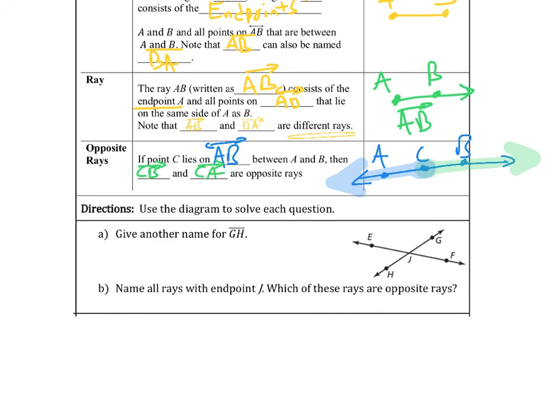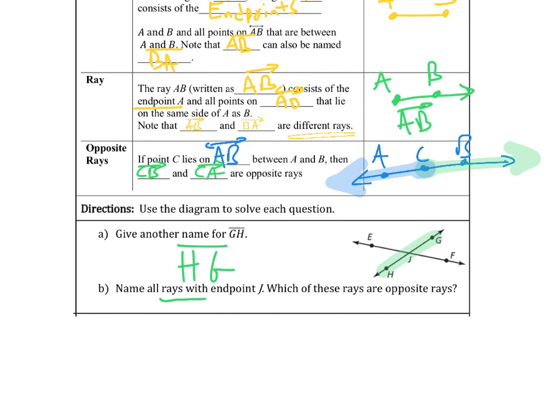All right, so a couple quick thoughts here. Here we got a little drawing. We got GH. Look at the bar. That's a line segment. That means we just want it to end at G and H. Is there another way we can name that? Sure. We can call that HG with a bar over it. So that's a line segment.